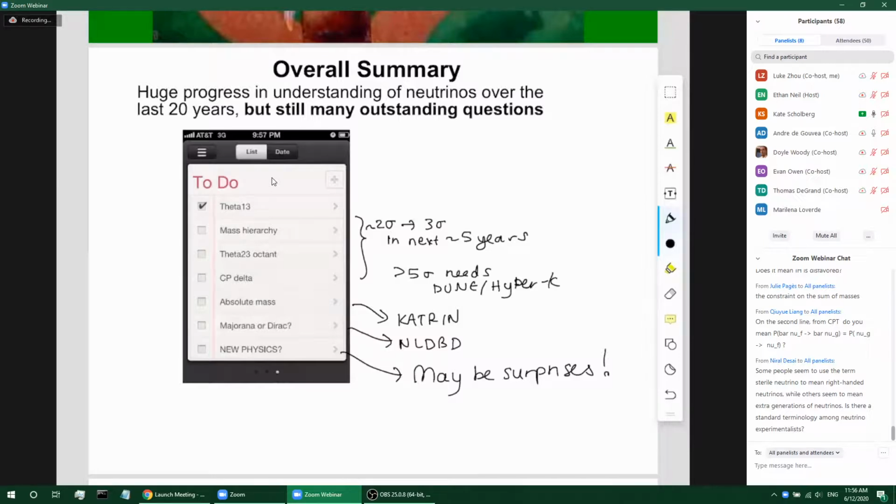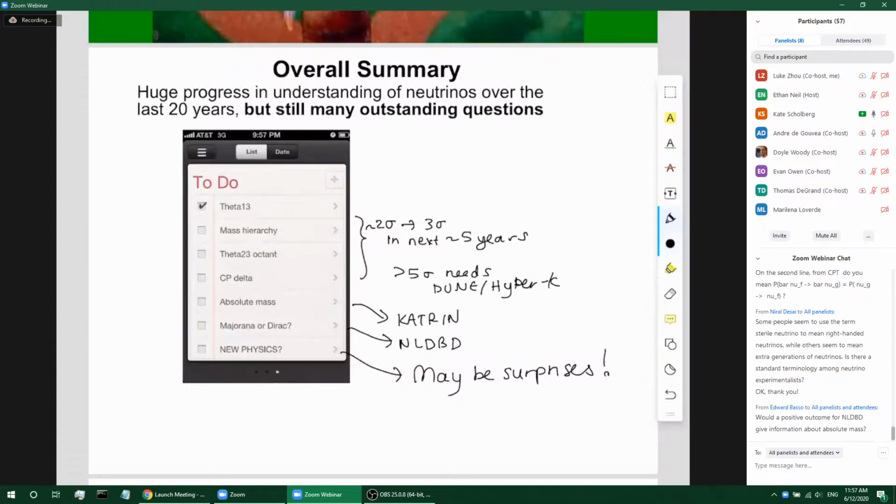Speaking as an experimentalist, I think of it to mean any kind of neutrino that doesn't have regular weak interactions. So I guess it could be either of those things. Maybe different theorists have different usages, but I just think of an active neutrino as one that has regular weak interactions, and a sterile one as one that doesn't have such interactions. So any other last-minute questions?